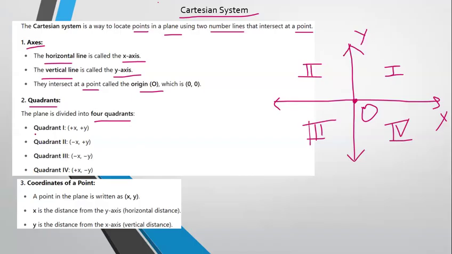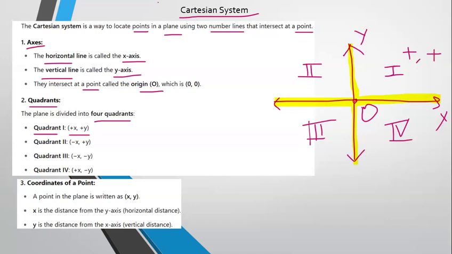Now in quadrant 1, the signs of x and y are positive. Let's look at the axes first. Here we have all the values of x as positive, and here all the values of x are negative. Here all the values of y are positive. Here all the values of y are negative. So in the first quadrant, we have positive values of x and positive values of y.